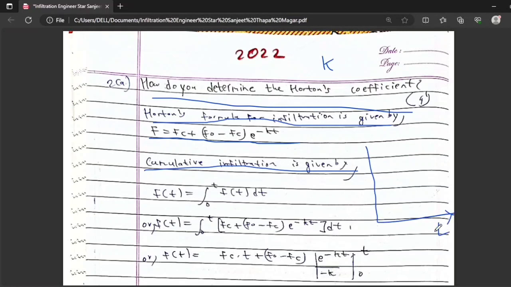this is the graph, this is the time period, and this is the rate of infiltration f. At the initial stage, the infiltration capacity is more, and as time passes, it slowly reduces to this. You see, that is the final infiltration capacity fc, and f0 is the initial infiltration capacity.